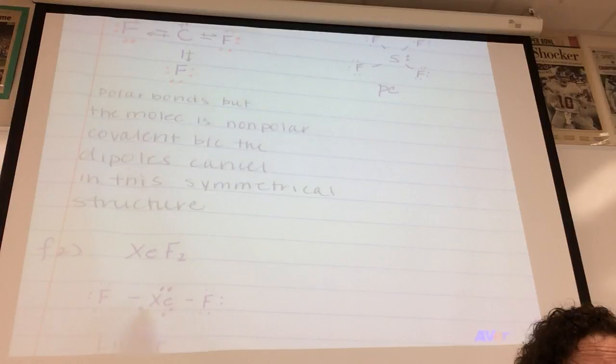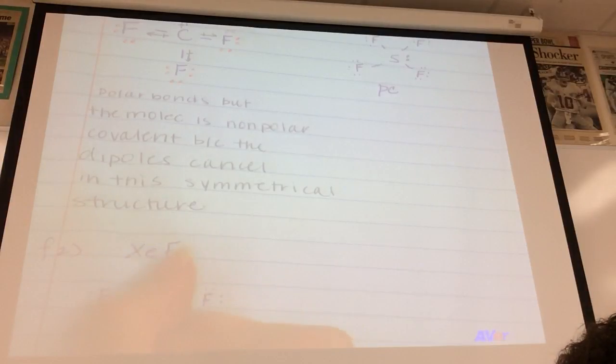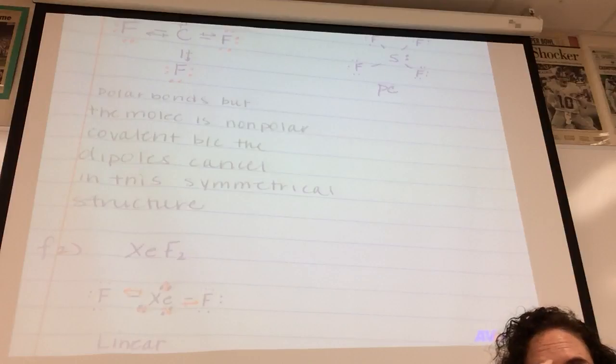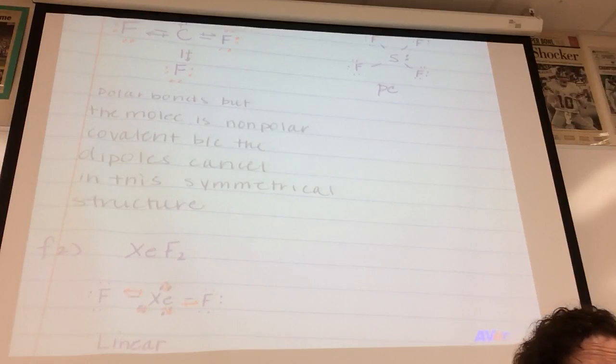The two dipoles here and here cancel, and then those guys cancel because they're equal but opposite. So you're going that way, and then that way and that way. And your packet did a tremendous job on this in terms of explaining net dipole. It really did a good job. So it'll be nonpolar. This is a nonpolar covalent molecule.